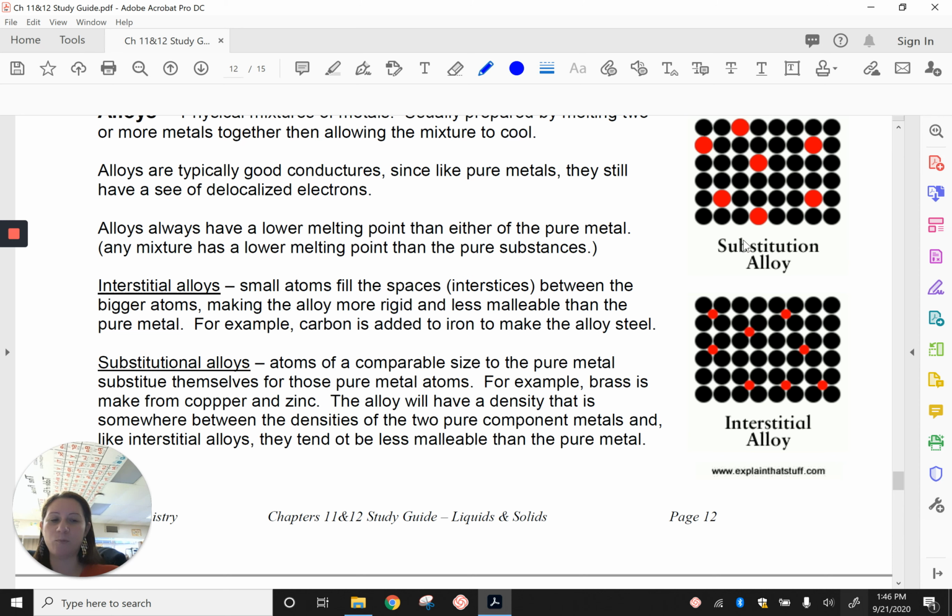And so when we say substitution, that means that the particles are pretty similar, and in this case we're talking about size, similar in size. So something like brass would be an example of a substitution alloy, because copper and zinc are very similar in size. And so the alloy of brass, where you melt copper and zinc together, kind of looks like this, where both of them are about the same size. You're just substituting one type of atom for another.